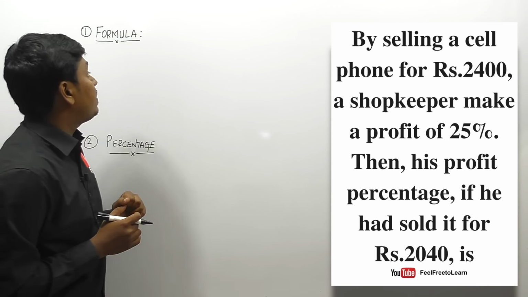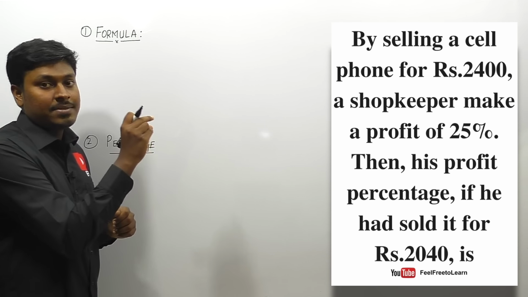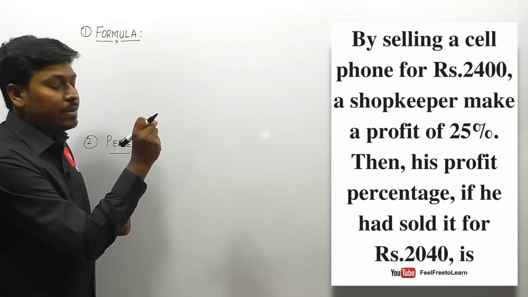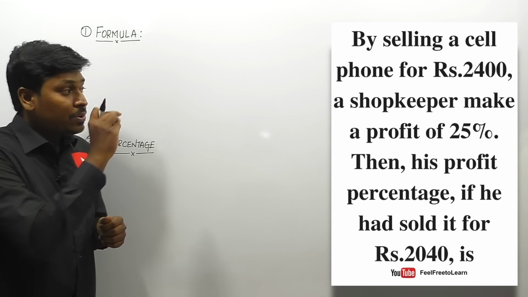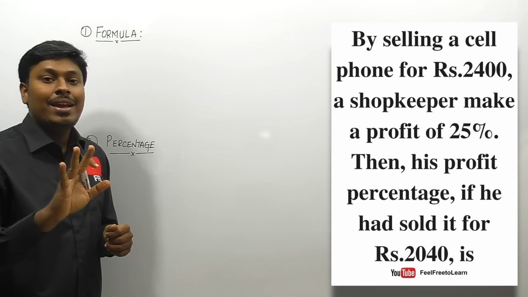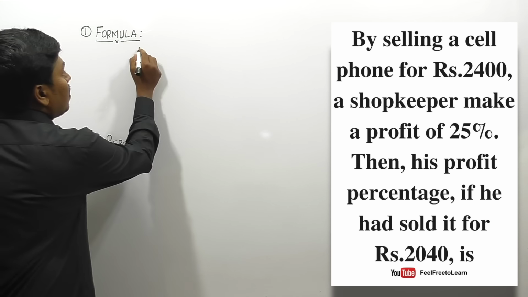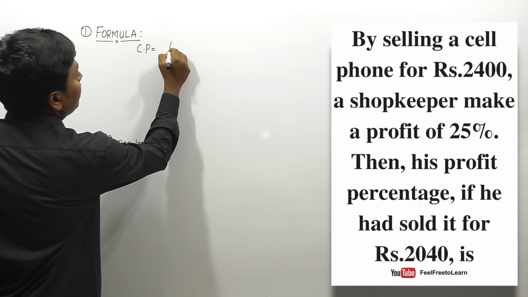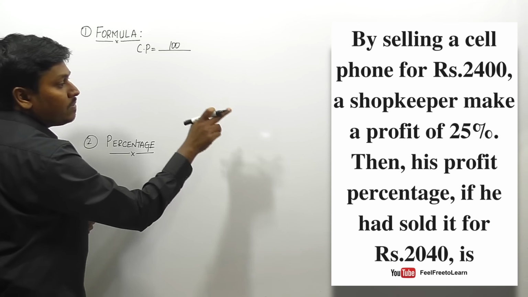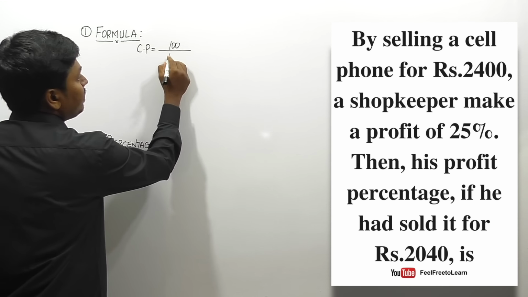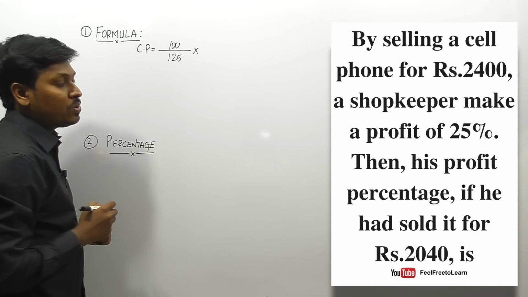So friends, first of all, let me solve this question by using a formula method. By using the first 2 data alone, that is 25% profit, and he sold the mobile phone for 2400, let me calculate what is the cost price of the mobile phone by using a formula. So cost price of the mobile phone will be 100 divided by 100 plus profit. So 100 plus 25 will be 125, and here the selling price of the mobile phone will be 2400.